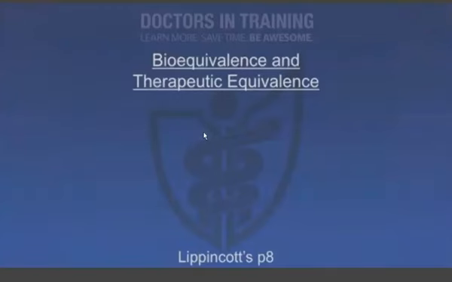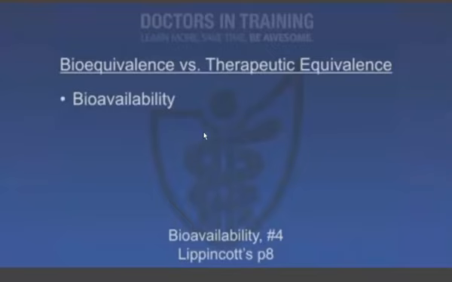We need to talk about two other concepts: bioequivalence and therapeutic equivalence. And they sound similar, but they're not the same. So bioequivalence means two drugs have comparable bioavailability and comparable time to peak concentration. So you give these two drugs at the same time, they both have the same bioavailability, meaning the same amount still makes it into the systemic circulation unchanged, and they both have about the same time to peak concentration. So from the time you give the drug to when that maximum concentration is achieved is about the same amount of time. So that's bioequivalence.